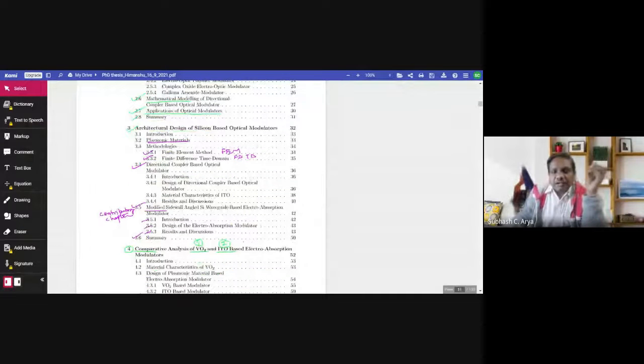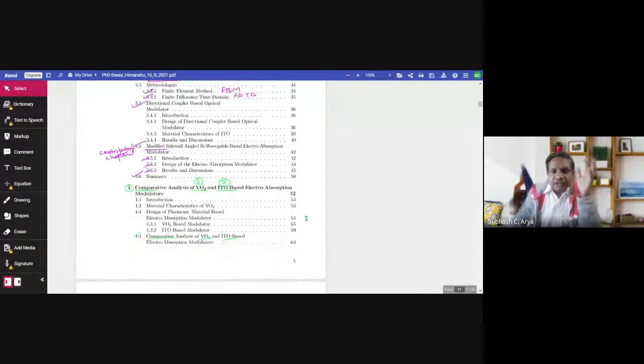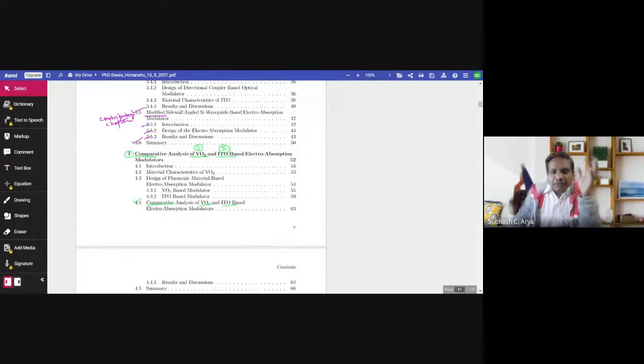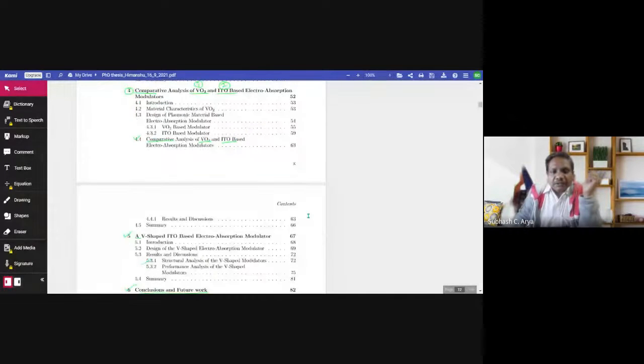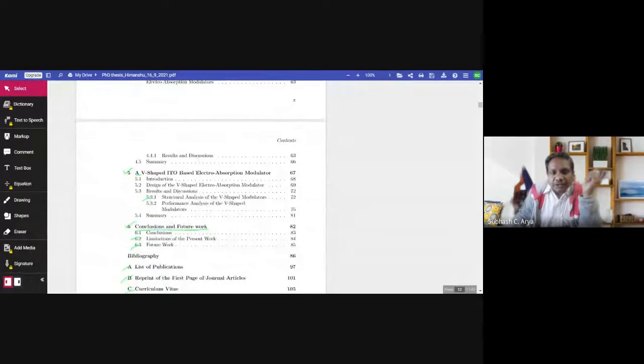After that, the third chapter was a contributory chapter, in which the modified side wall angle based waveguide electro-absorption modulators were the main feature. Then yesterday we came to know how to compare VO2 and ITO based electro-absorption modulators. And then today we will cover a V-shaped ITO based electro-absorption modulator and then the conclusion and future works. So chapter 5 is also a contributory chapter, and the latest article was published in the Journal of Modern Optics.